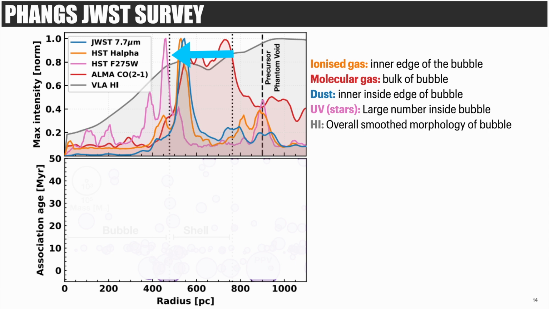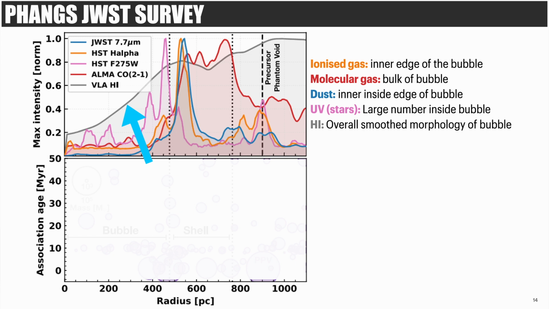We can see that the inner shell of the bubble is really traced by those young stars. And overall, we see the HI distribution. Again, this is somewhat lower resolution, so high resolution HI atomic gas observations would help here, but we're seeing that there's this smooth curve across the bubble as well.